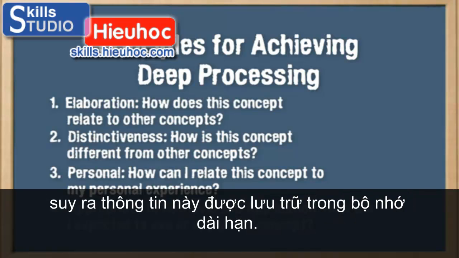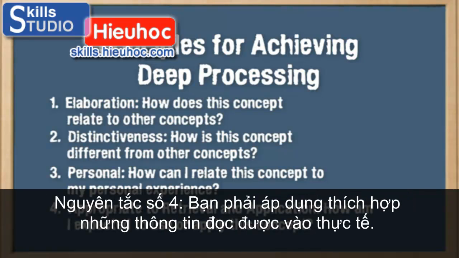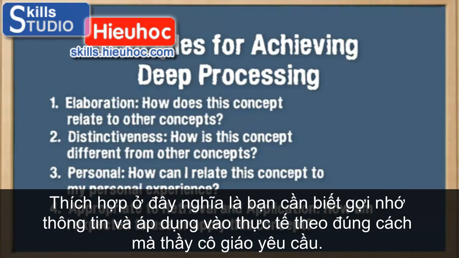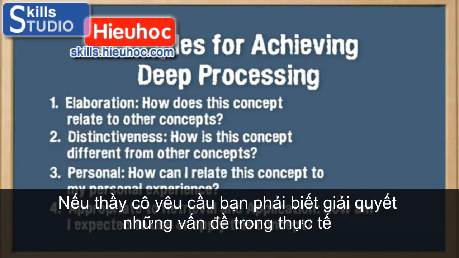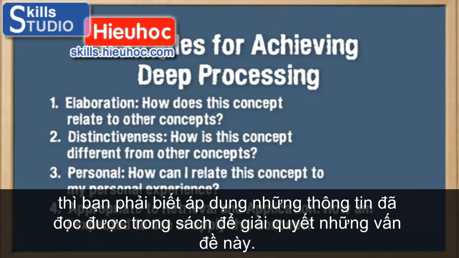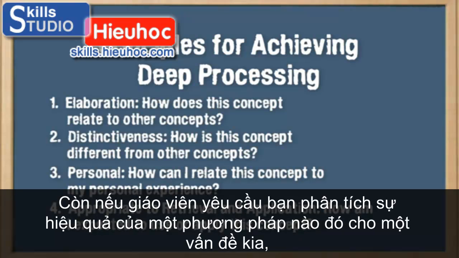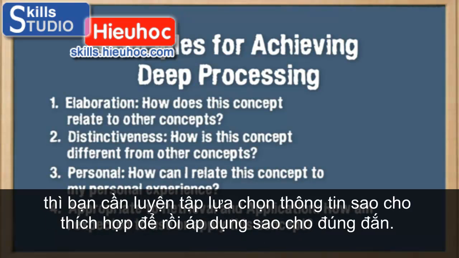The last aspect of deep processing is practicing appropriate retrieval and application of the material. By appropriate, I mean that you practice recalling the information and using the information in the way that your teacher expects you to be able to do. If the teacher expects you to solve real-world problems, then you need to practice recalling and using information in that way. If your teacher expects you to analyze hypothetical situations, you need to practice doing that.